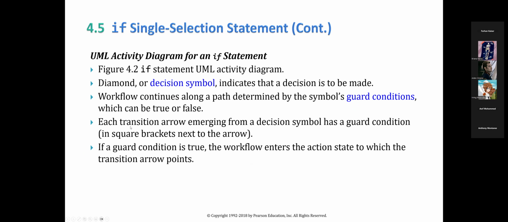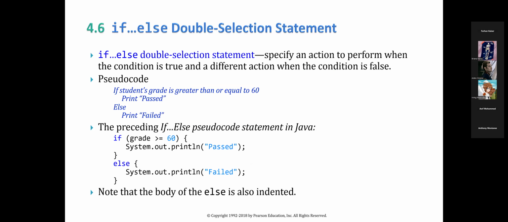Each transition arrow emerging from a decision symbol has a guard condition in square brackets next to the arrow. If the guard condition is true, the workflow enters the action state to which the transition arrow points. For the if-else double selection statement, it specifies an action to perform when the condition is true and a different action when the condition is false.